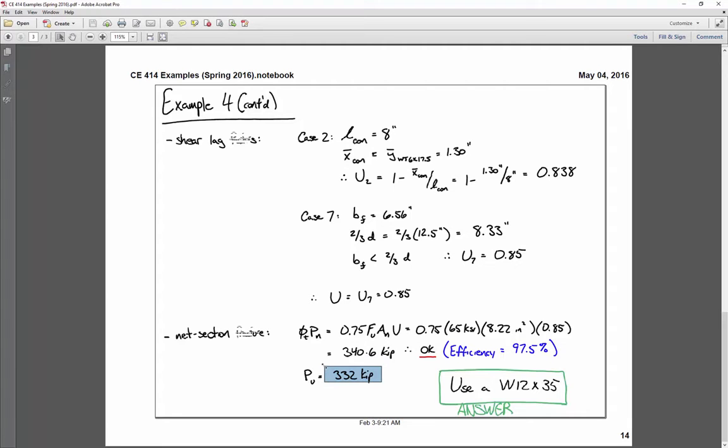This is a very efficient design. If you take the load and divide it by the resistance, you get an efficiency of around 97%. So that's an incredibly economical design. We definitely wouldn't want to go lighter than the W12 by 35. So the answer for this problem, the actual design, is use a W12 by 35. Okay, that concludes it for this video. We'll see you next time.